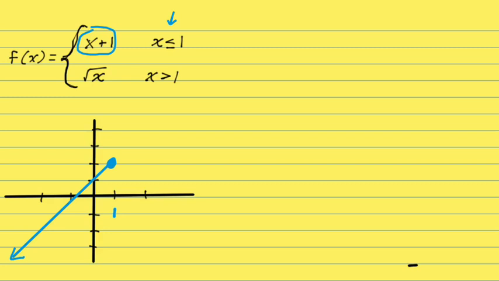Correct? Now I'll do in red, let's do square root of x. Square root of 0 is 0, square root of 1 is 1. If I was to take it out to 4, what's the square root of 4? 2. So I don't know if you know it, but the square root of x is half of a parabola. Where do I want this? Greater than 1. That means I don't want this part over here. And when it's 1, it's a what? Open circle. Would you agree?